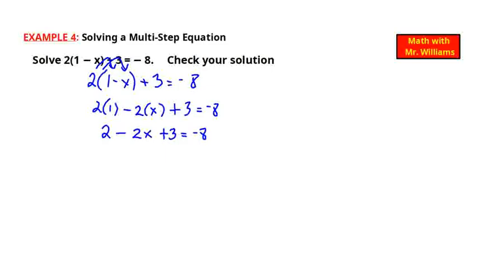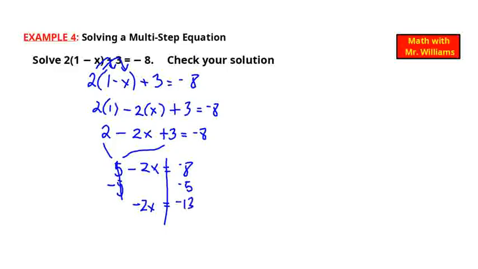Let's bring together our like terms, so we have a 2 and a positive 3, which give us 5. I'm going to bring everything else down. All right, so we're at this stage. We're going to go ahead and subtract 5 from both sides. Canceling out the 5's on the left. We're going to bring down that negative 2x equals negative 8 minus another negative 5 is a negative 13. Now we're going to go ahead and divide by negative 2 on both sides. Negative 2's will cancel, leaving us x equals 6.5.